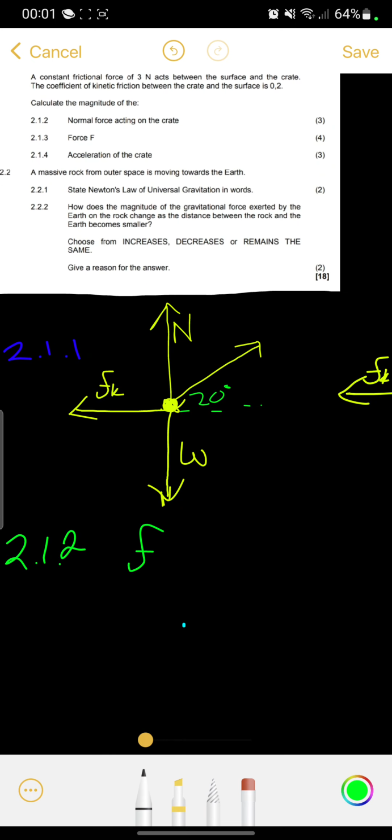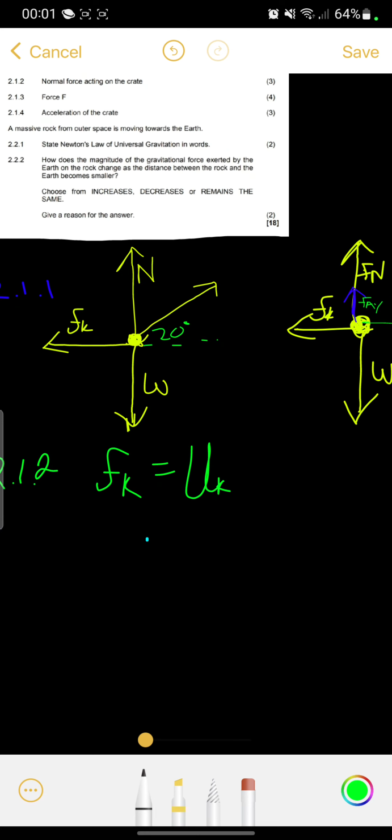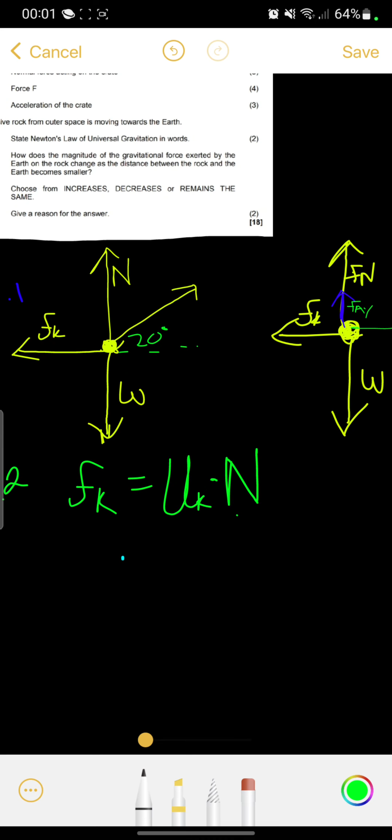So we know that our frictional force formula is Fk equals the coefficient of kinetic friction multiplied by the normal force, right? So we're looking for the normal force, and we've been given the frictional force and the coefficient of friction. So let us replace.